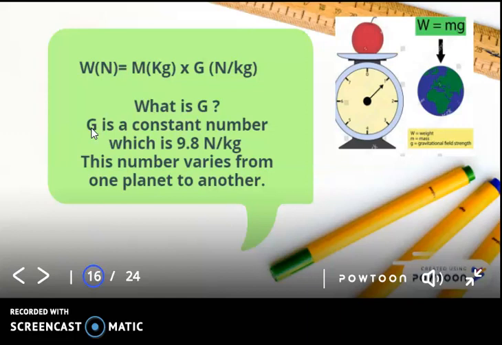G, actually, my dears, is a constant number, which is 9.8. You have to memorize it as it is. So it is 9.8 Newton per kilogram. This number varies from one planet to another. So this gravity constant, which is G, it is 9.8 on Earth. But this number actually changes in different planets and it changes on the moon. Okay.